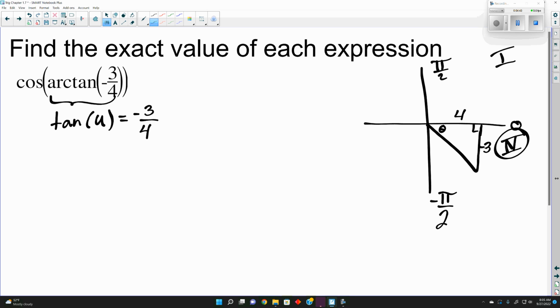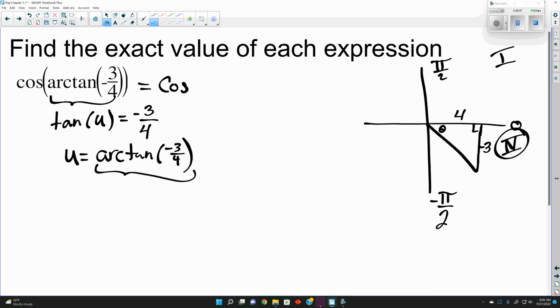And again, we're just trying to find this here, which is just u, yes? Our angle. This arctangent of -3/4 is telling us u is equal to arctan of negative 3/4. We just want that angle, yes? Well, I'm going to replace this arctan with u. In this case, this is our angle u. As we have it set up, that's the angle. Yes?